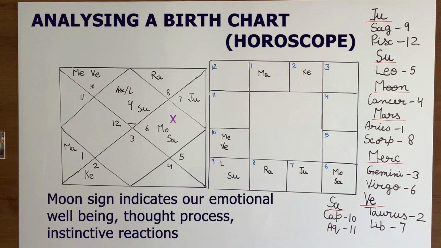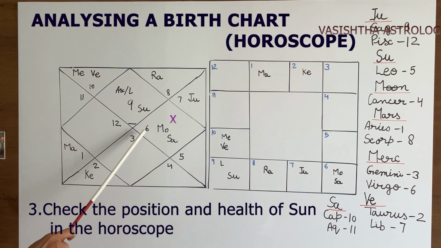In this birth chart, moon is placed in sign number 6 in the 10th house and 6 is for Virgo. Therefore, moon sign is Virgo. And since Virgo is ruled by Mercury, moon sign is Virgo and its lord is Mercury.